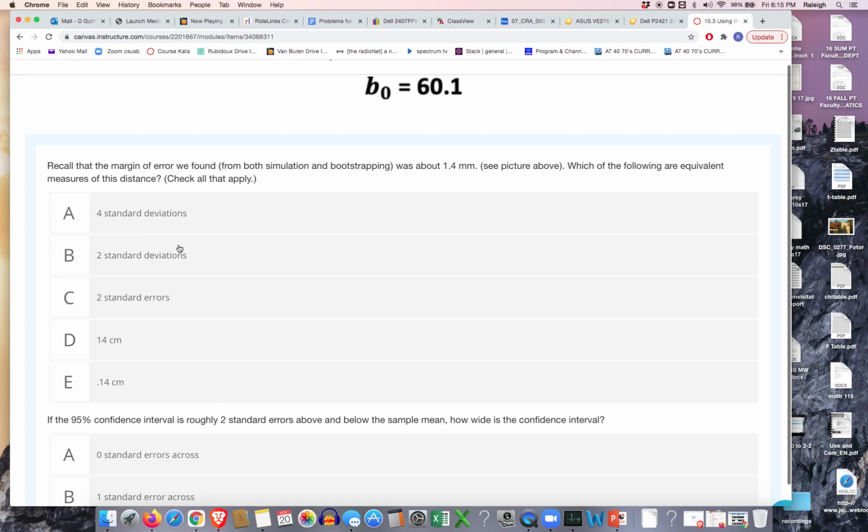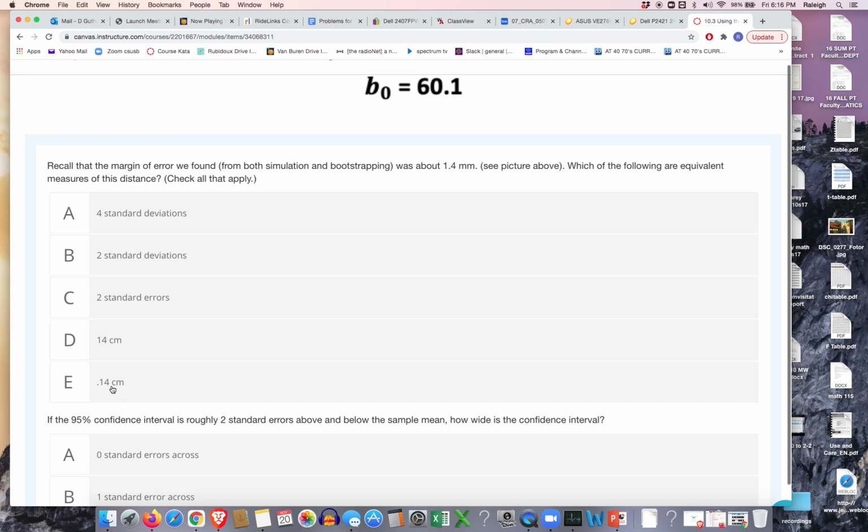B, 2 standard deviations. Yeah, that's pretty good. And 2 standard errors. Yeah, that's quite similar in some ways to standard deviations. You just have to get a square root of n involved and divide it, but that's essentially about the same as B. And then here we're just asked to convert from millimeters to centimeters. Well, there are 10 millimeters in 1 centimeter, so we would have to divide by 10. So divide by 10, you get 0.14 centimeters.